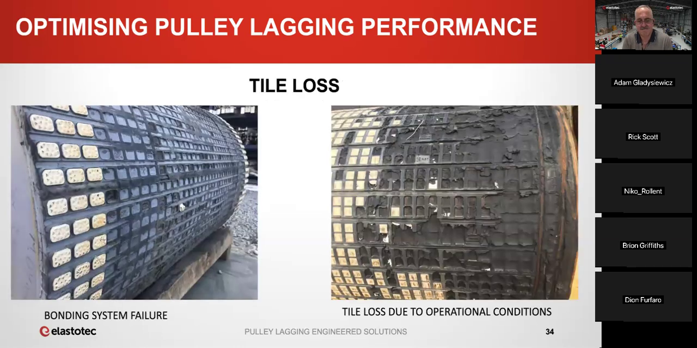The next mode of failure that we will look at is tile loss, ceramic tile loss, and there are basically two types of tile loss. The photo on the left is tile loss due to bonding system failure, and the photo on the right is tile loss due to operational conditions. By operational conditions, what I'm saying is that the forces that the ceramic tiles have been subjected to exceed the capability of the bond of the tiles into the lagging.